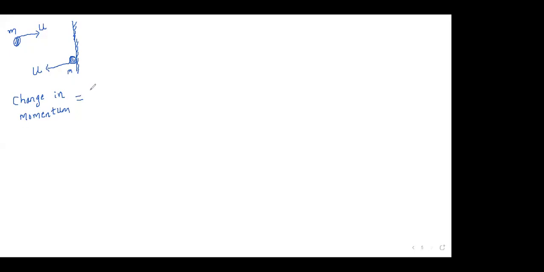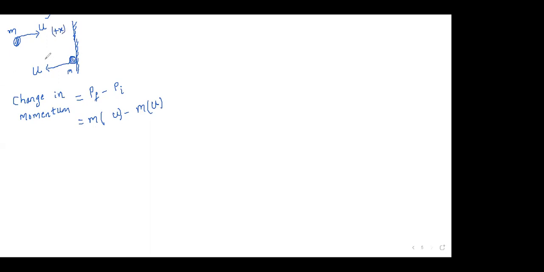Tell me at least what is the change in momentum? Final momentum minus initial momentum, no. What is final momentum? Mass into final velocity u, minus initial momentum, m into this velocity u. But look at the direction, students. Don't tell it is 0. This u is going with the positive x-axis.